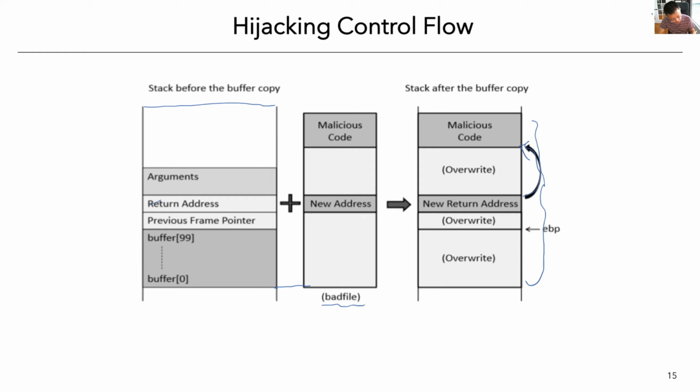So if you look at this, for this attack to succeed, we need to know what's the offset between the buffer and the return address, so we can overwrite the return address. And also, we need to know where the malicious code is, the address of the malicious code, right? Okay.